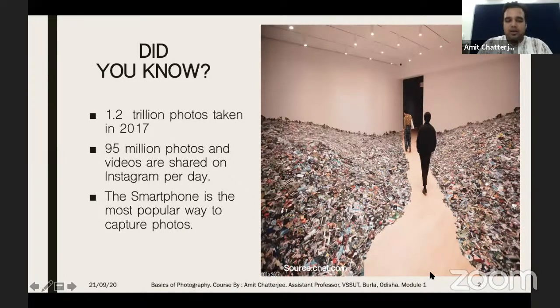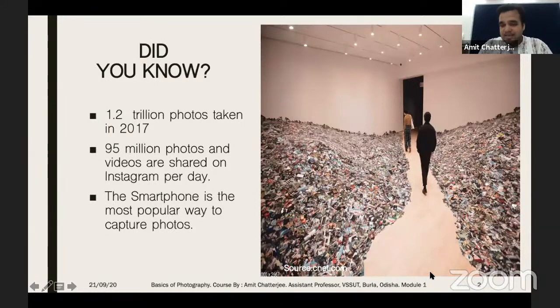People are sharing about it, and the technology has developed where you have social media and things like that, where you can share so much. That is also encouraging people to take photographs. Every day around 95 million photographs and videos are shared on Instagram, just on Instagram as a social media.